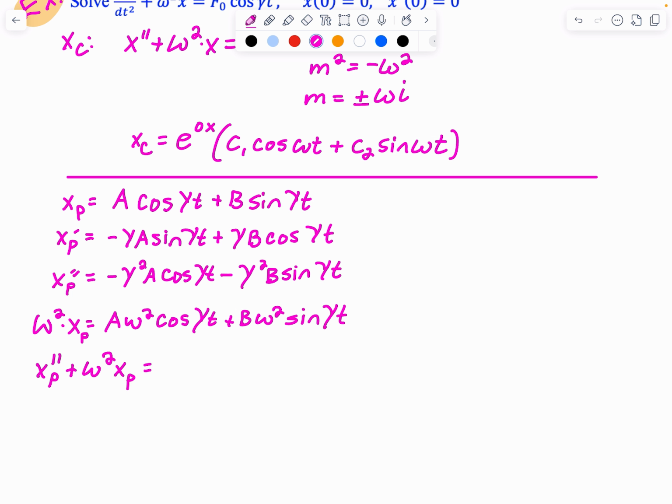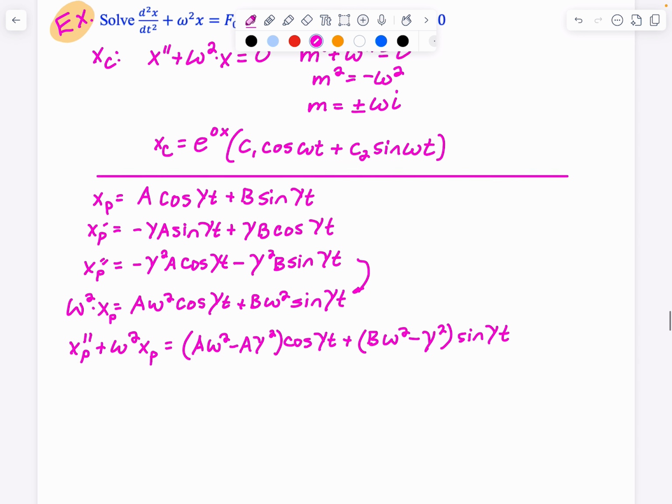All right, I can add these together. Adding those two lines, I get my cosines together. Be very careful, I think I made a mistake here. Cosines go with cosines, sines go with sines. Okay, we're looking right here, I almost made a mistake. There we go, we're good. So a omega squared minus a gamma squared cosine of gamma t plus b omega squared minus gamma squared sine gamma t.